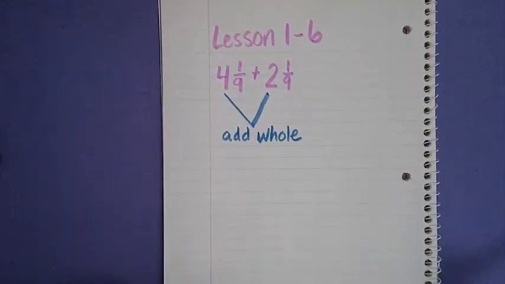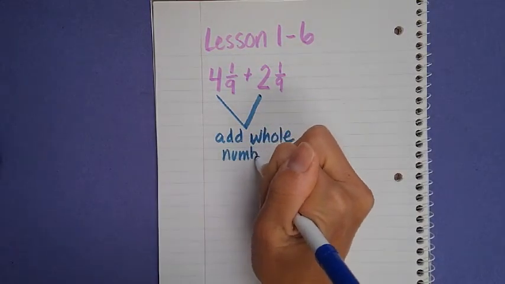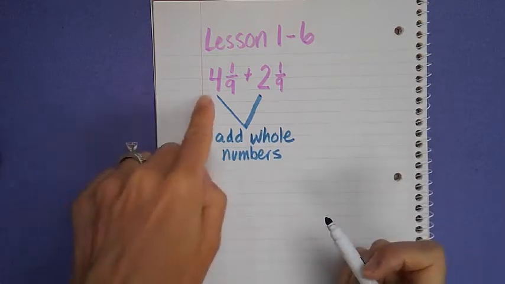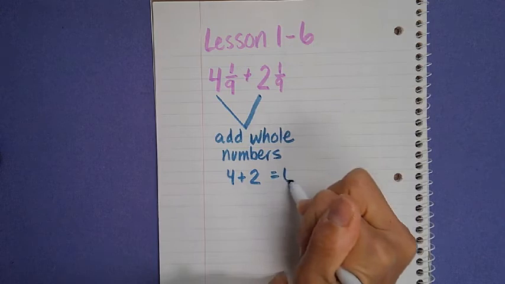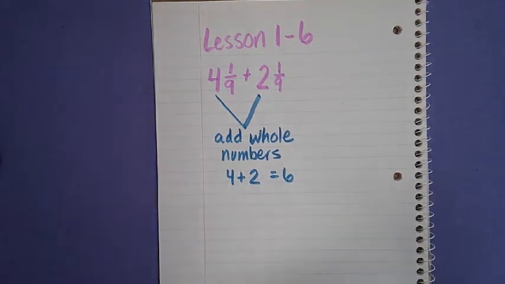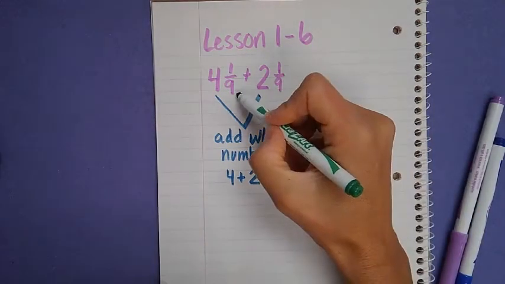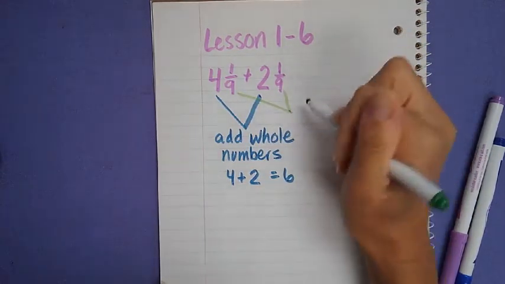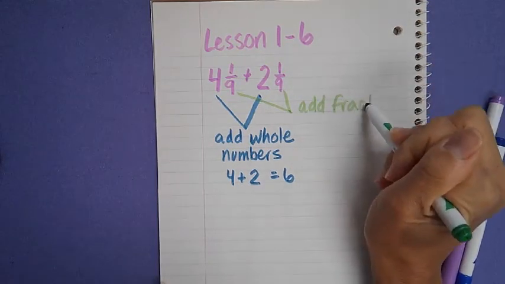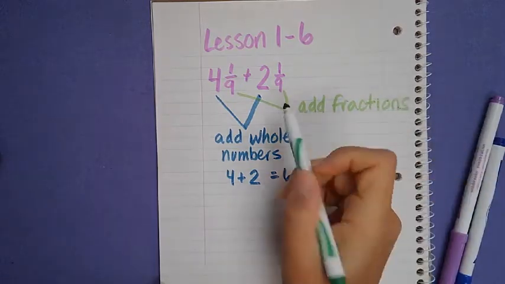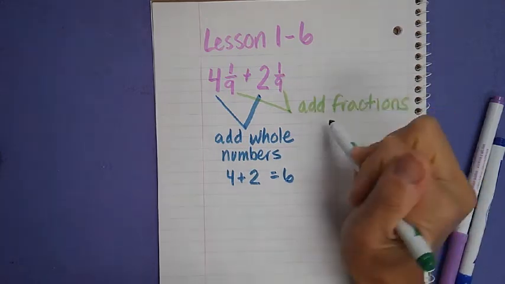So the first thing we're going to do when we add mixed numbers is we add the whole numbers. So for adding the whole numbers, I'm adding 4 plus 2, which equals 6. The next thing that I'm going to do is add the fractional parts. And because these two fractions have the same denominator, ninths and ninths, I can add those parts together.